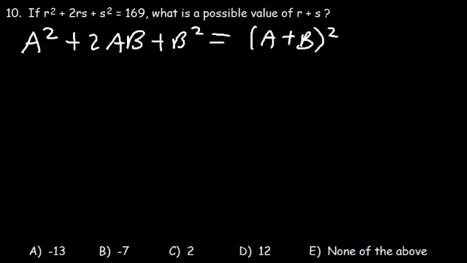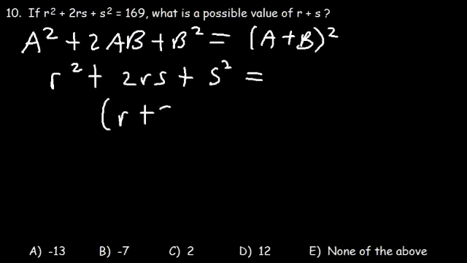So if this equation is true, therefore, we know that r squared plus 2rs plus s squared is equal to (r plus s) squared. And since r squared plus 2rs plus s squared is equal to 169, therefore, (r plus s) squared is also equal to 169. And our goal is to solve for r plus s.